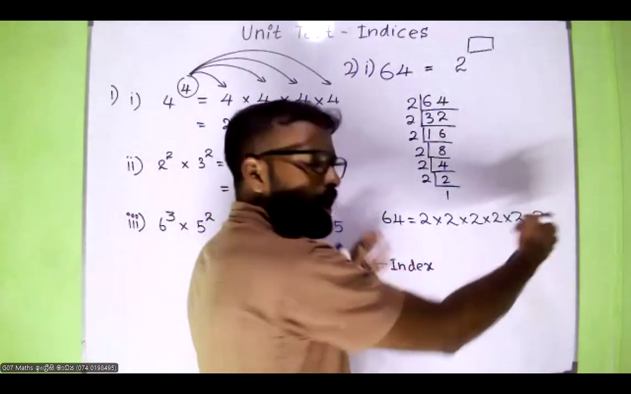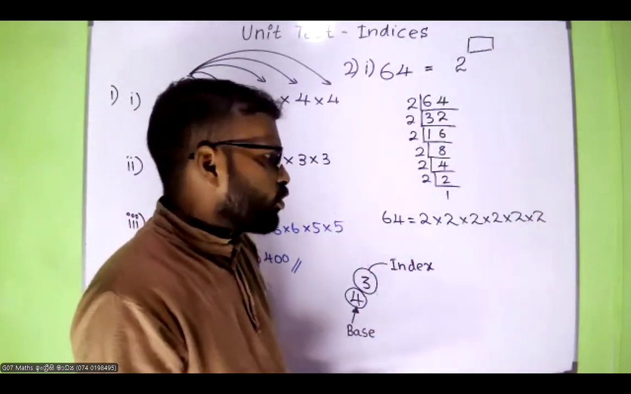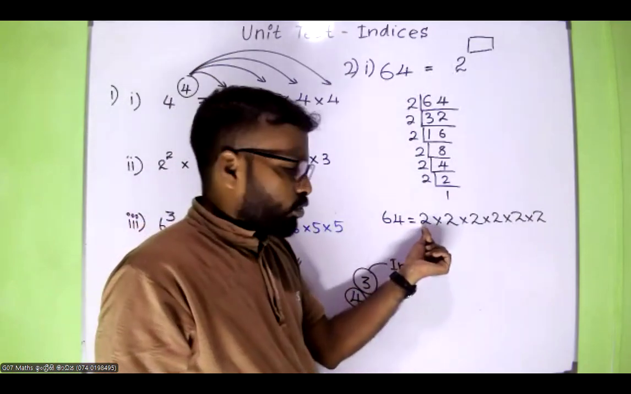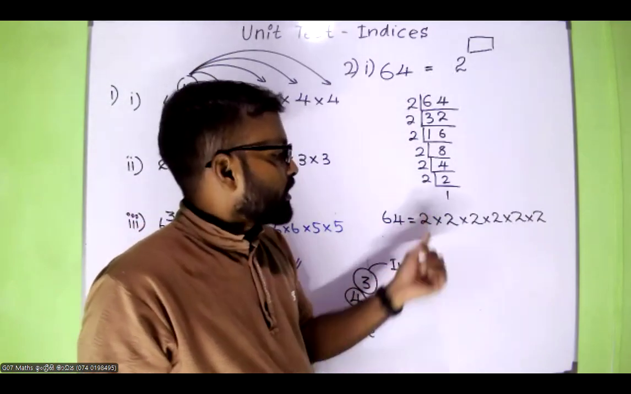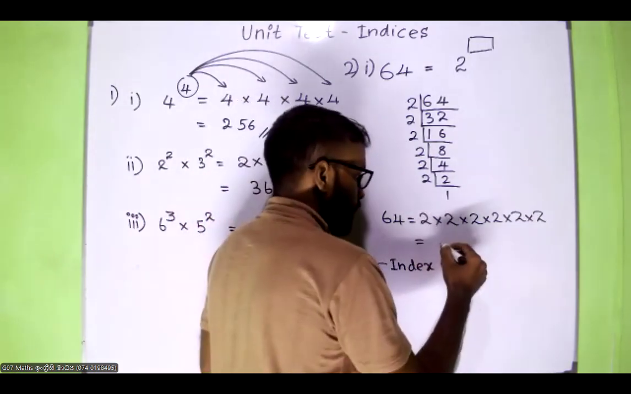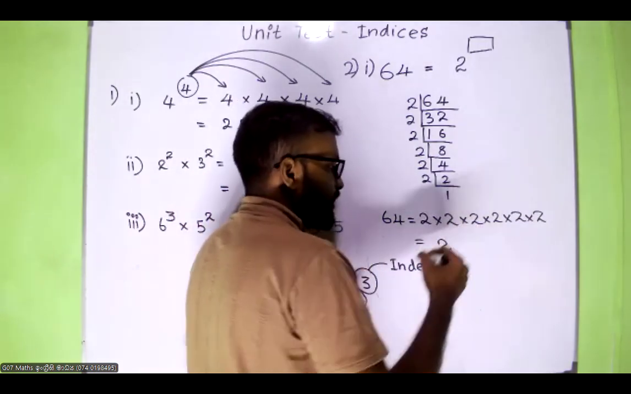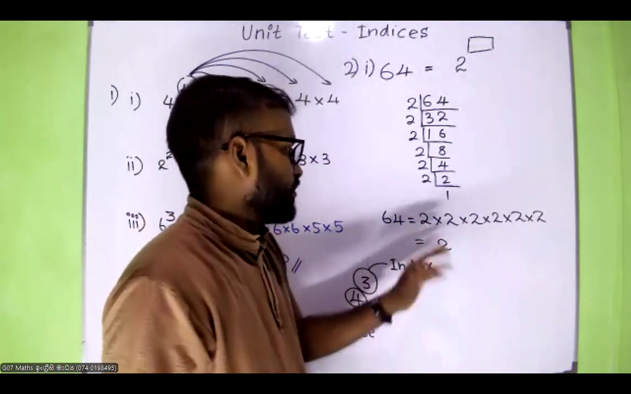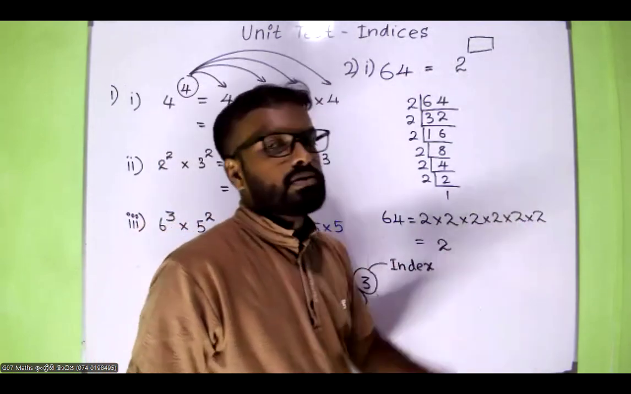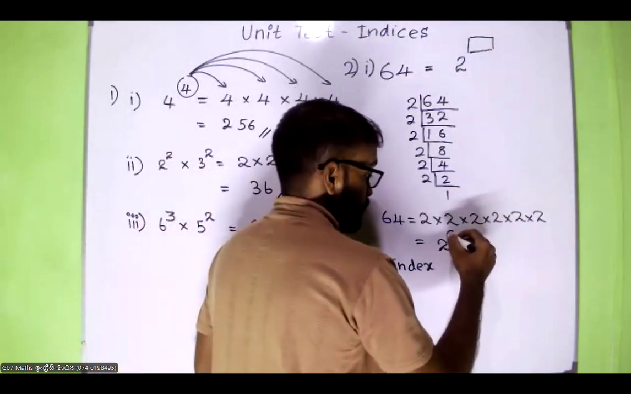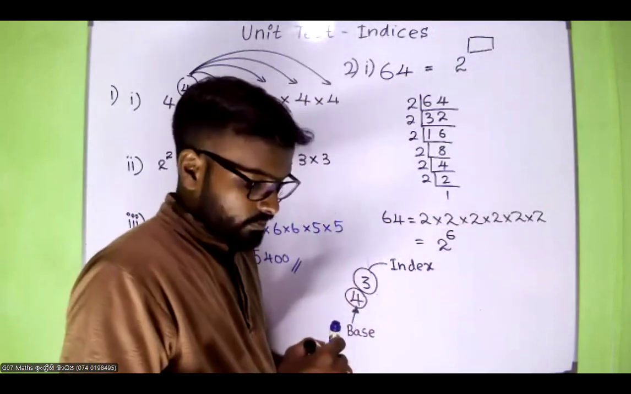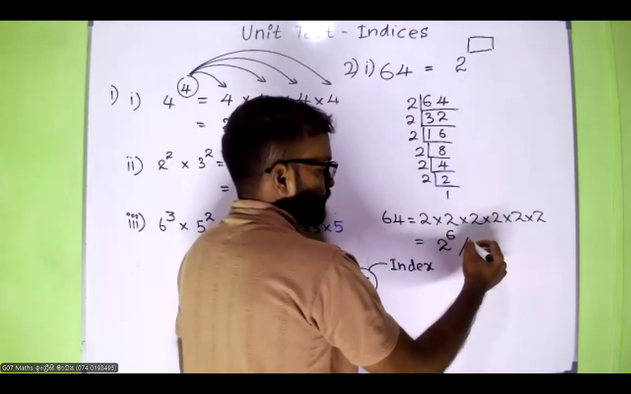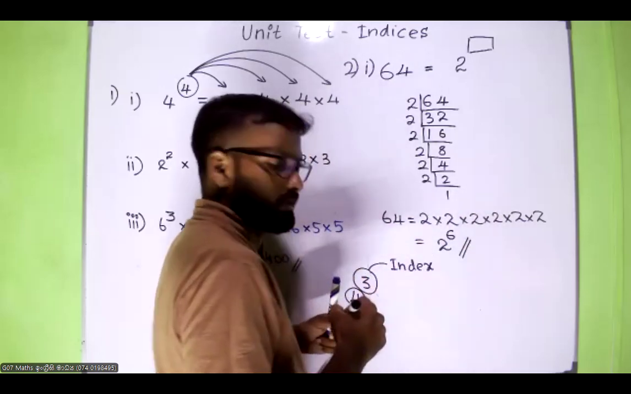So this is the expansion. How do we write this in index form? Base is 2. How do you fill in the index? How many times has 2 been repeated? 1, 2, 3, 4, 5, 6. 6 times has been repeated. So the index is 6. So your answer should be 2 to the power 6.